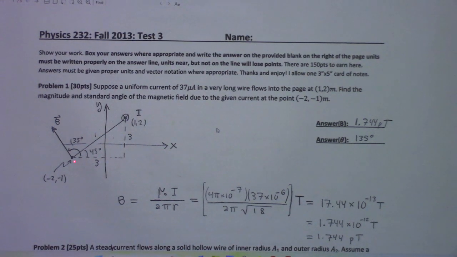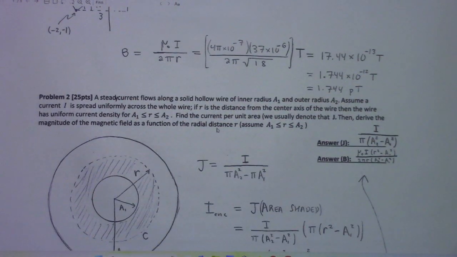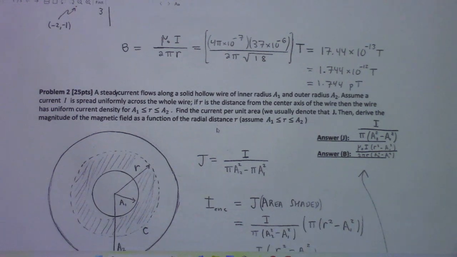And so geometrically, this is 45 degrees because that's 3 from here to here, and that's 3 from here to here, so that's a 45, which means you're at 135 in terms of the standard angle for B. So there's the standard angle, 135, and then the magnitude is mu naught I over 2 pi r, which happens to be 7.44 times 10 to the minus 13th Teslas, or 0.744 picoteslas. Okay, great.